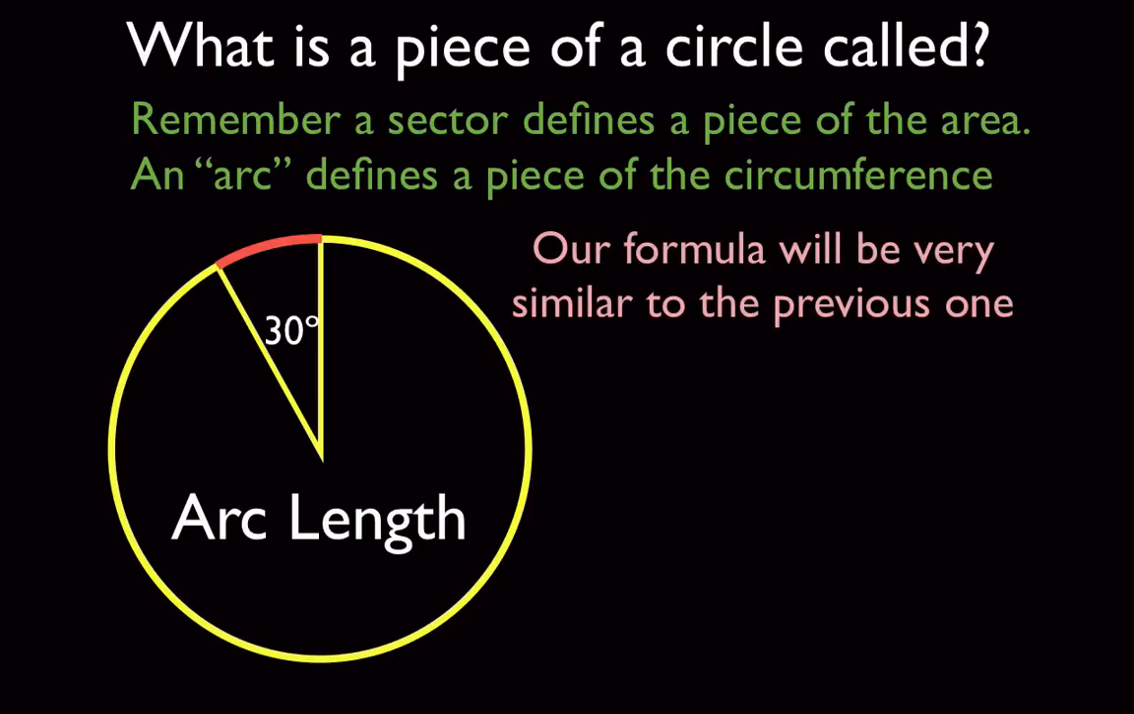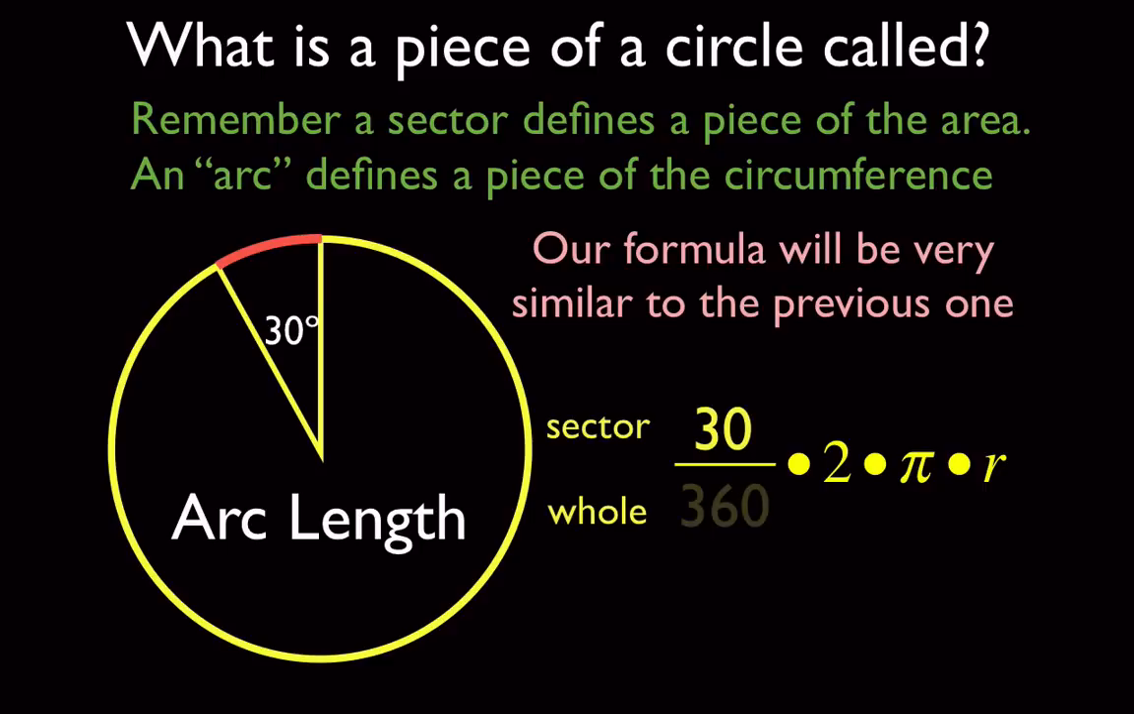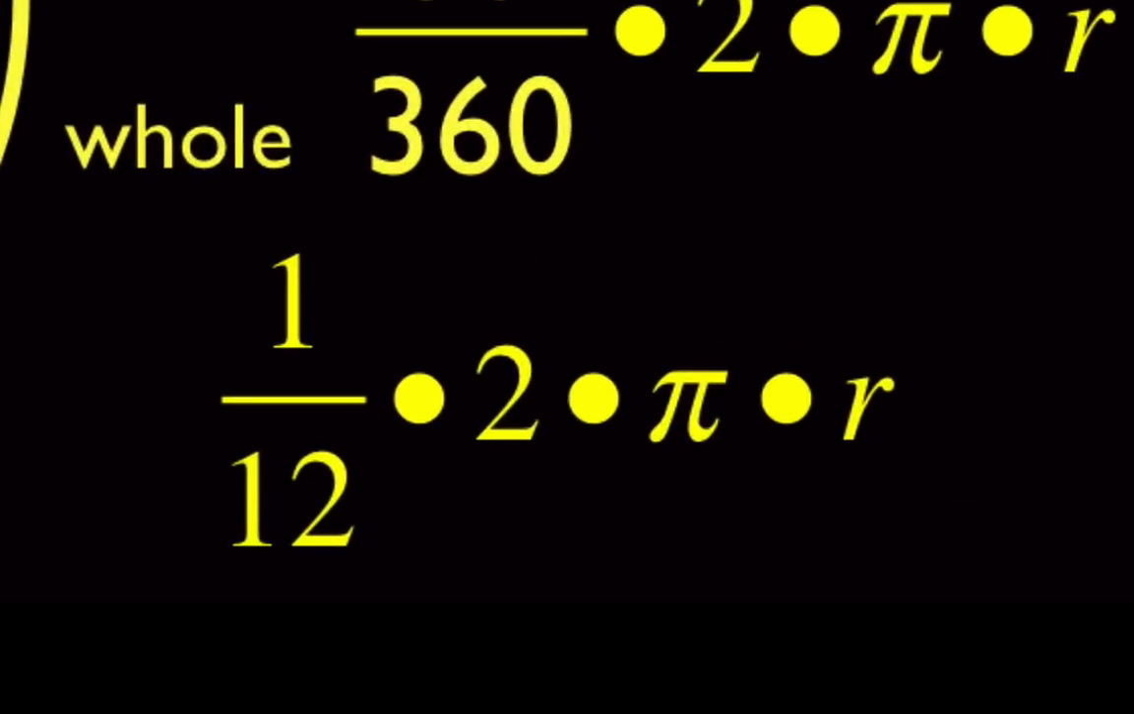So remember our formula from before. It's actually pretty much the same. This time, what is the fraction of the circumference that we have? Our sector is 30 degrees, that goes on top. We know the whole circle is 360, that goes on the bottom. So given a circle with an angle measure, you should be able to find both the area of that sector and the arc length on the circle. That equals 1/12. From there, we would simplify and get 2/12 or 1/6 pi r.